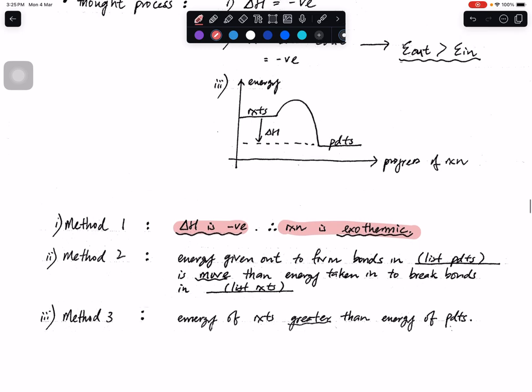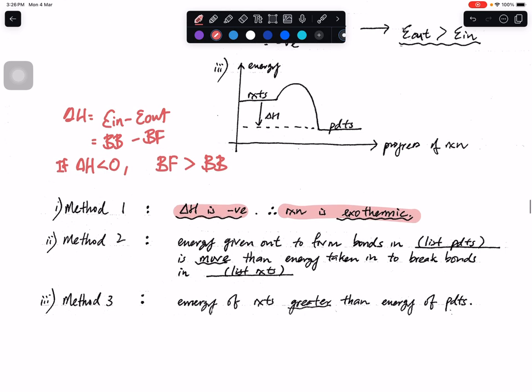Other than that, I want you to see something. Because you know that your E in minus E out will give you your enthalpy change. Remember we take in energy to do bond breaking, and we give out energy to do bond forming. So if your enthalpy change is going to be less than 0, then it means that your bond forming is way more than your bond breaking. And that is why in the second part, we say that the energy given out to form bonds is more than the energy taken in to break bonds.